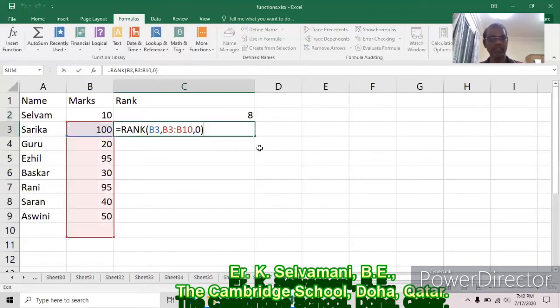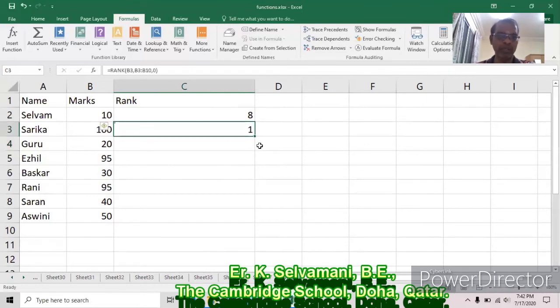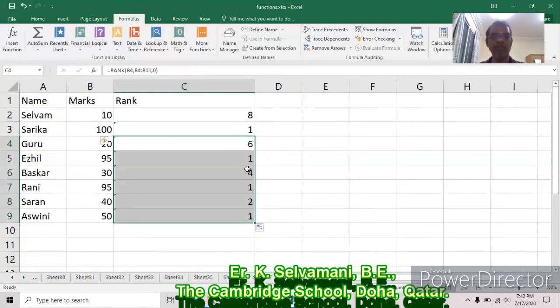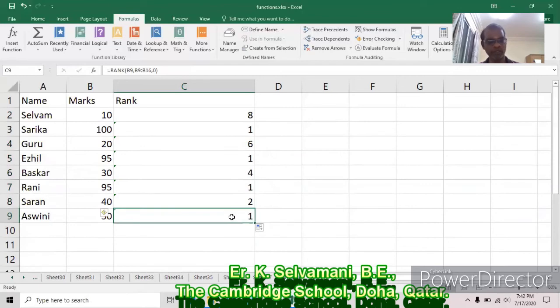Now, consider we have to find out in descending order B3, that is 100, where it will come in the range of B3 to B10. It's wrong. The range should still be B2 to B9. The range should not change. We will see, just a minute. Here 1. That's good. Whenever you drag it here it comes 6. So we go here. See, so many wrong values come. We check why the wrong value comes.